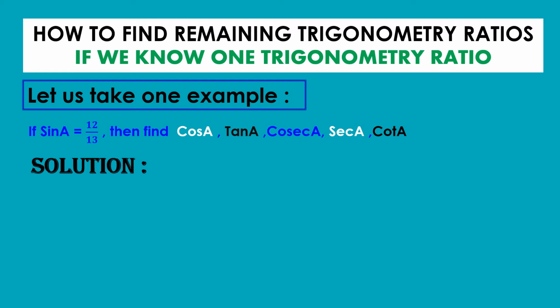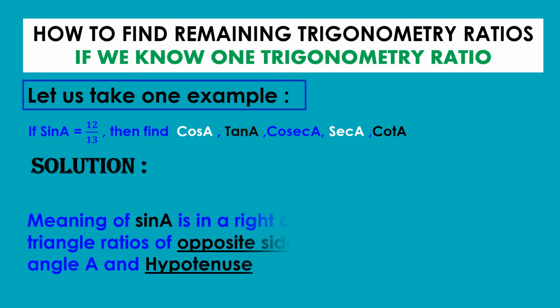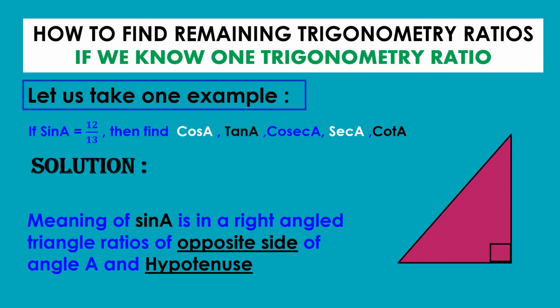In the solution, we have to know the meaning of sin A. The meaning of sin A is, in a right angle triangle, the ratio of the opposite side of angle A and the hypotenuse. That means sin A is equal to opposite by hypotenuse. So now we can take triangle ABC as a right angle triangle. Take angle A. Given sin A. Instead of sin A, if given sin theta, you have to write theta where A is.